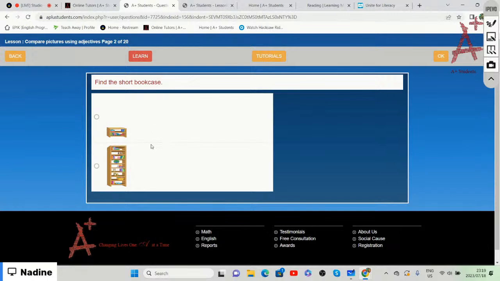All right, so if we look at the two pictures that we have in front of us, here they are describing the bookcase in size, and they specifically want us to find the short bookcase, which is option one. It is not a tall, big, long bookcase. This is a small or short bookcase.